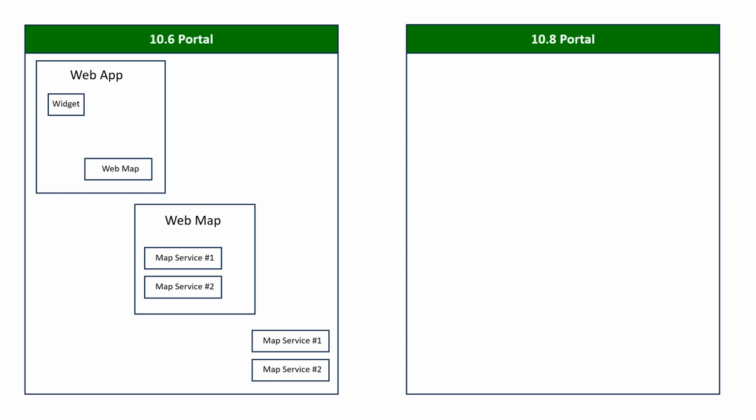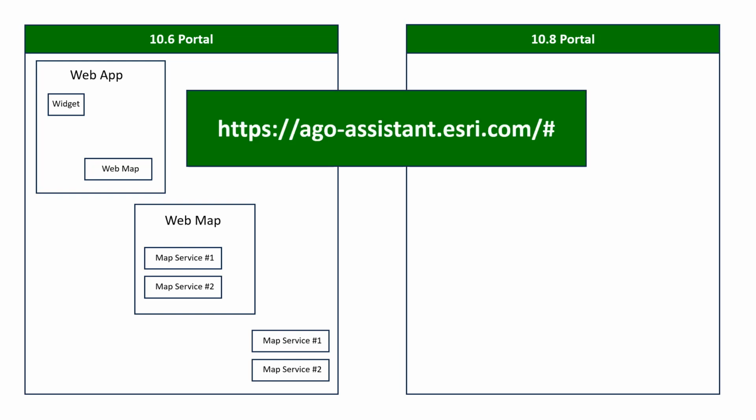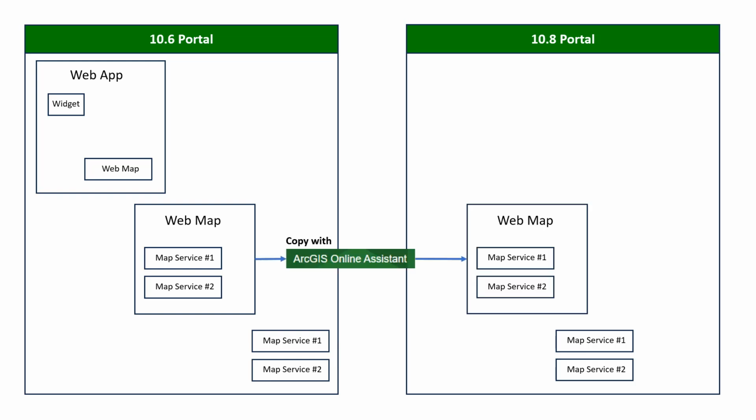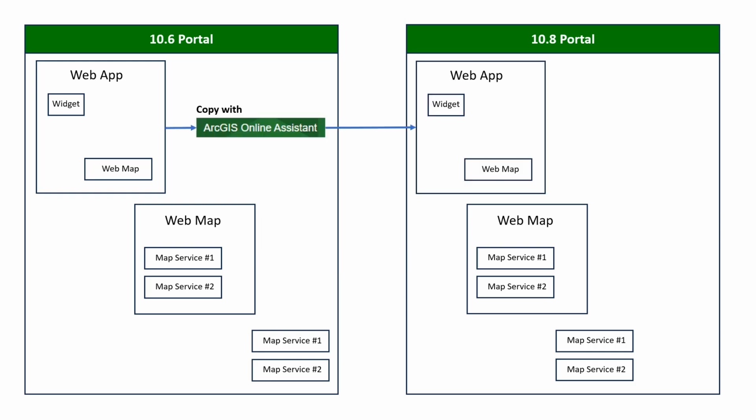This is a quick tutorial on how to move web maps and apps from one portal to another. To do this, we're going to be using ArcGIS Online Assistant. The first thing you want to do is republish or copy your map services to the new portal. Next, you're going to copy your web map to the new portal, and then you're going to copy your web app to the new portal.